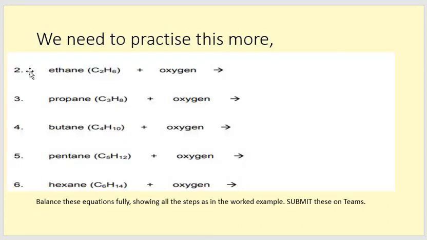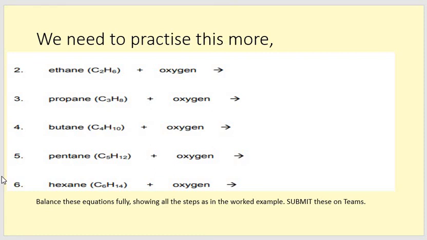Now you have got some more to practice. You've got numbers 2, 3, 4, 5 and 6 because you've already done number 1. These are all alkanes. They've all got oxygen. We know already what the products are going to be. The products are going to be water and carbon dioxide. And then it's just a quick question of going through the steps, balancing first the carbon, then the hydrogen, then the oxygen. Show all the steps in your working out.